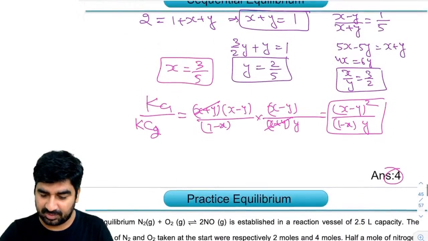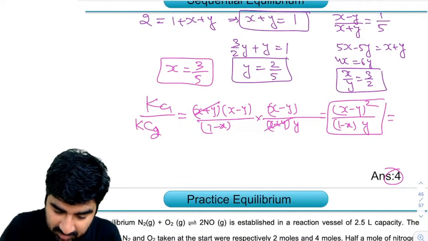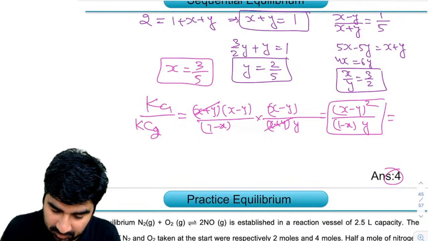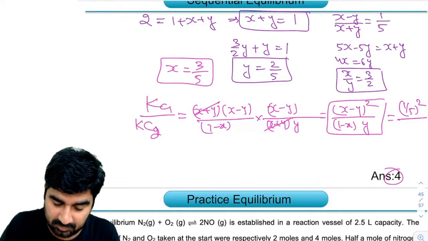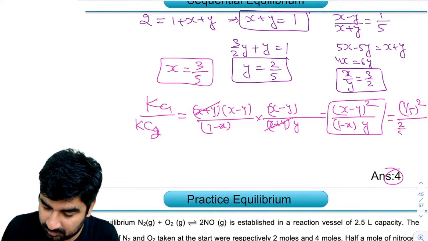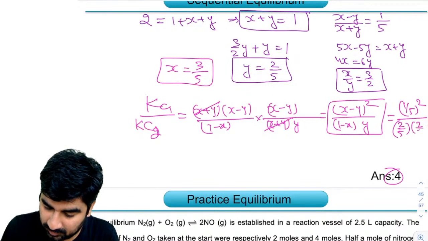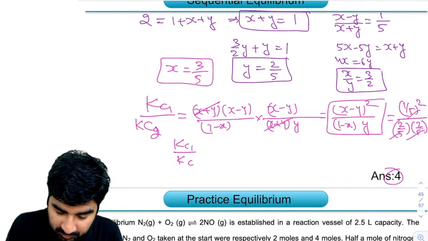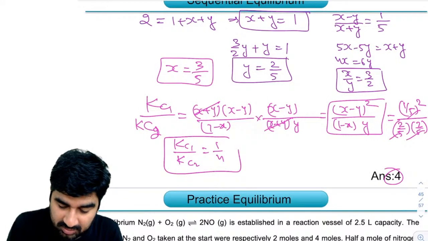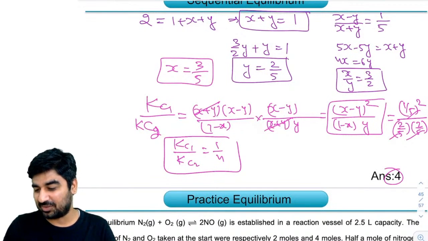It will be 4. There might be some calculation error. You can verify it. So x minus y would be 1 by 5 square, and 1 minus x is 2 by 5. 5 will cancel out. So K_c1 by K_c2 is 1 by 4, so K_c2 by K_c1 would be 4. You have to avoid such calculation errors.